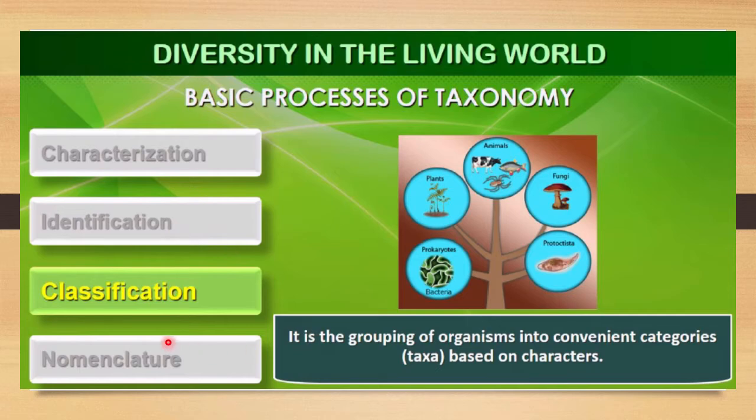So what is classification? It is the grouping of organisms into convenient categories, and these convenient categories are called taxa. Here you can see prokaryotes and plants; these are all taxa, convenient categories. After you have characterized the organism, then identified whether it is a prokaryote, plant, animal, fungus, or protist, accordingly you classify the organism. So: characterization, identification, and then classification.